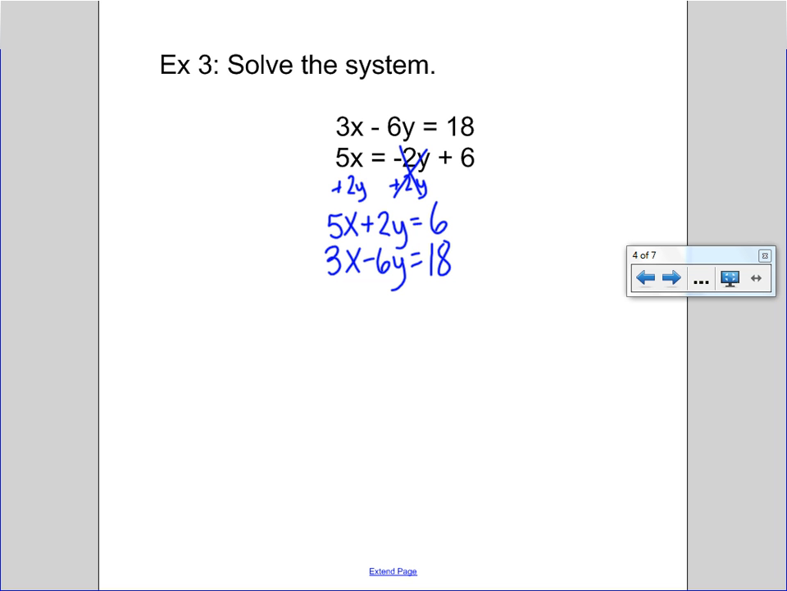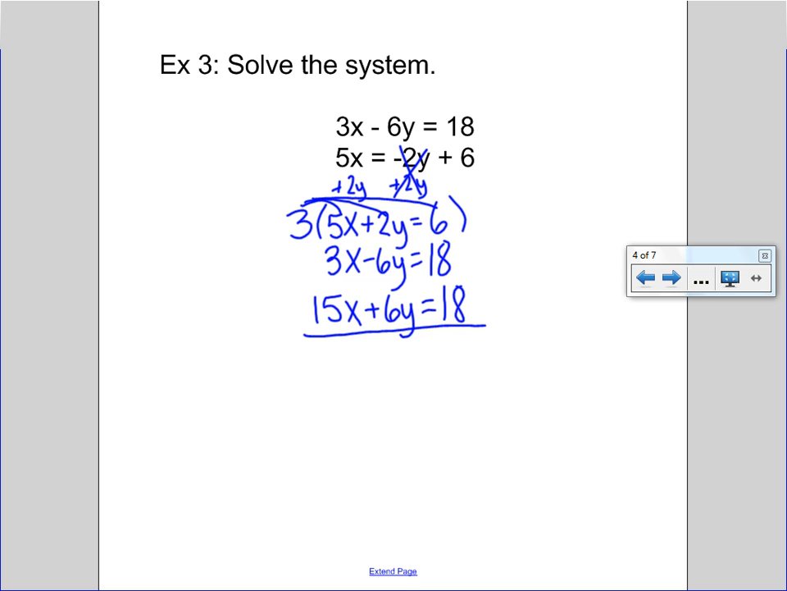For my y's, I already have one that's a positive and one that's a negative. So I would just have to multiply by something to make them the same. So I have 2 and I have 6. 2 times 3 will give me that +6, which will give me my opposite coefficient. So I'm going to multiply the whole top by 3. And when I do that, I have to take it to everything. So I will then have 3 times 5x is 15x plus 2y times 3 is 6y equals 3 times 6 is 18.